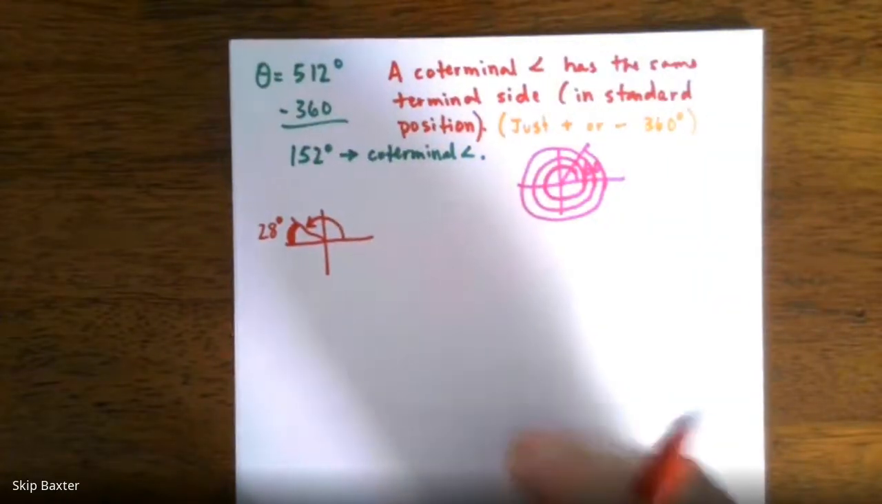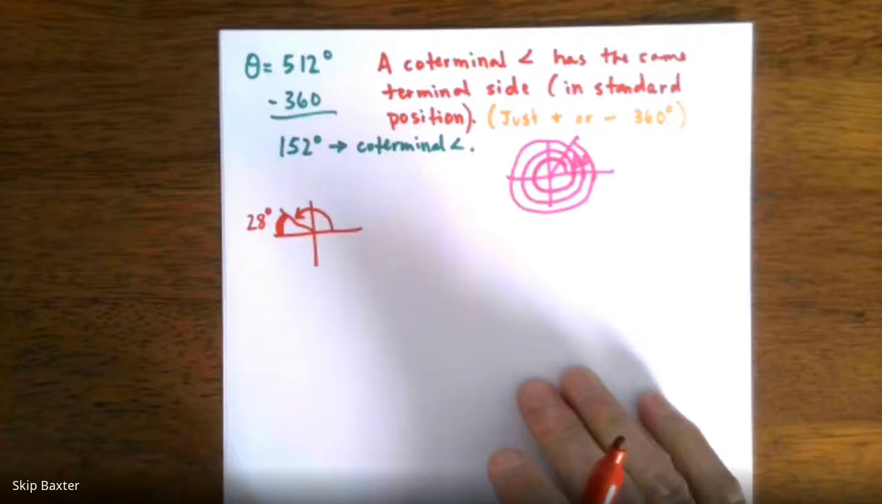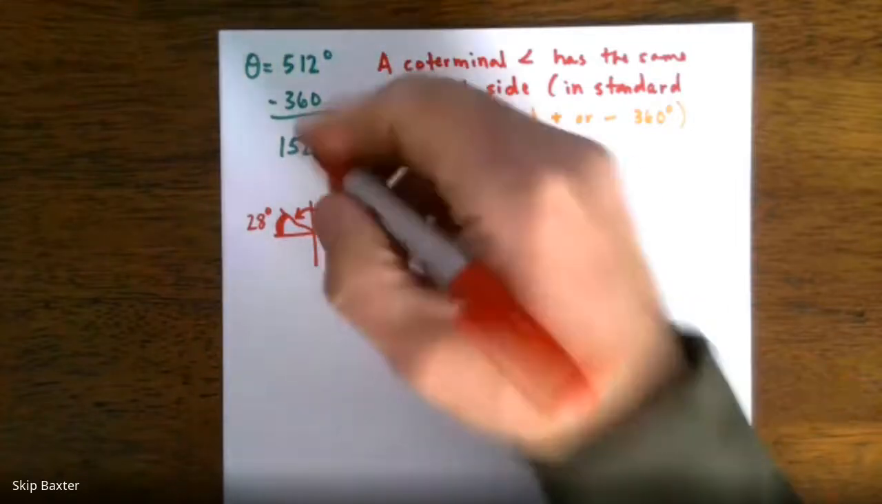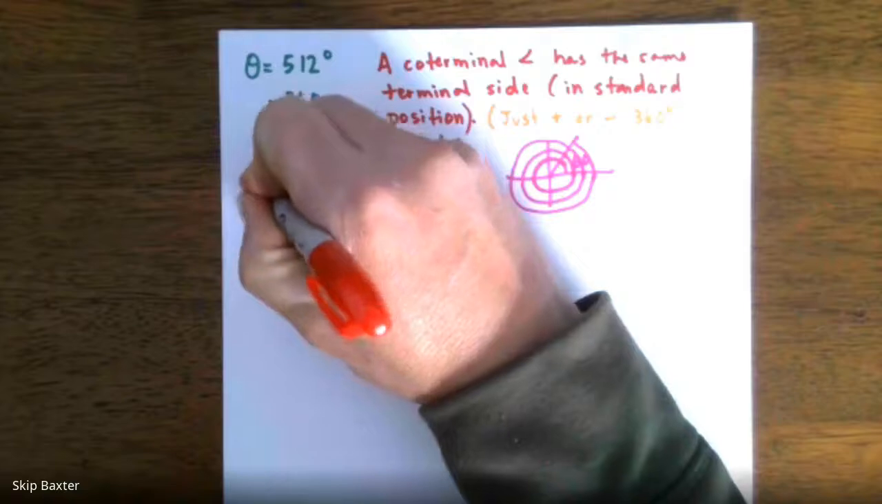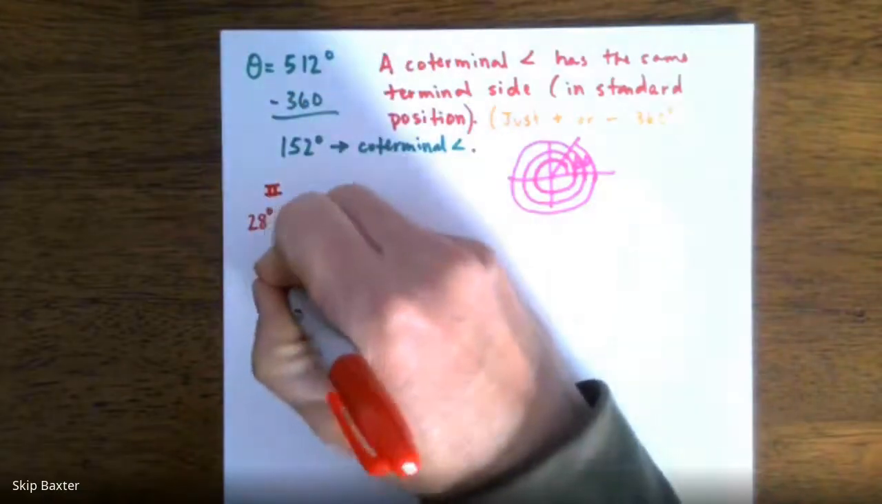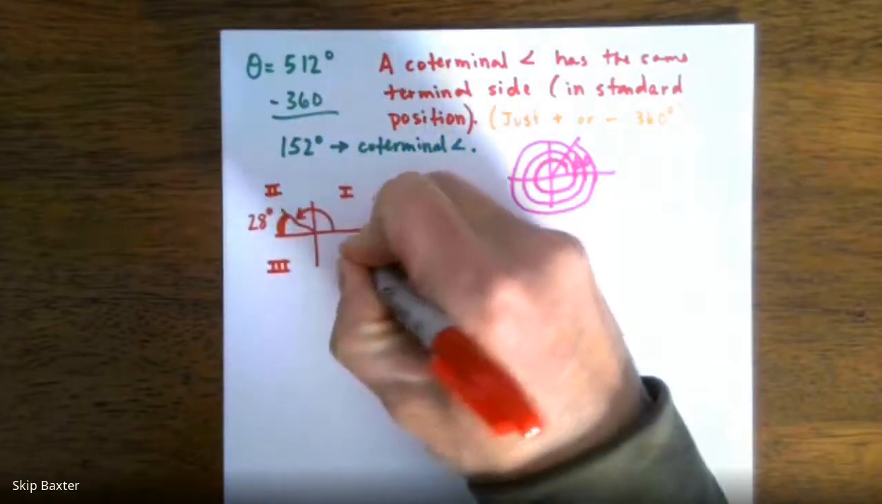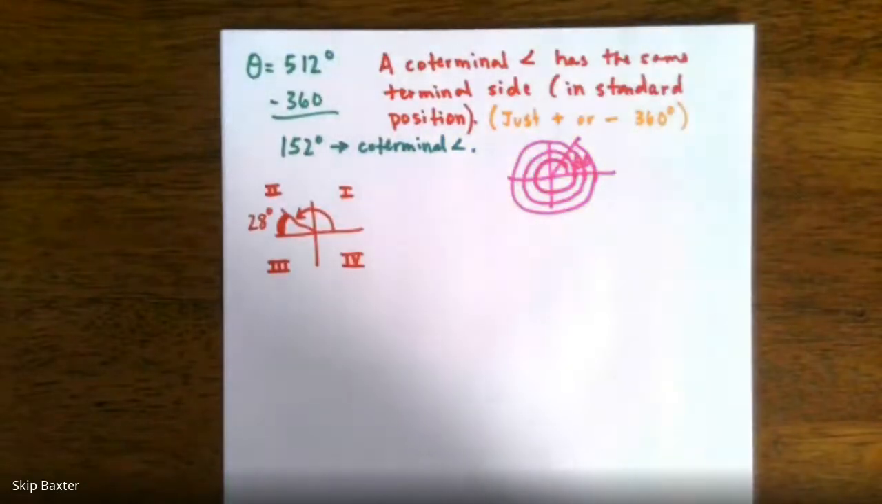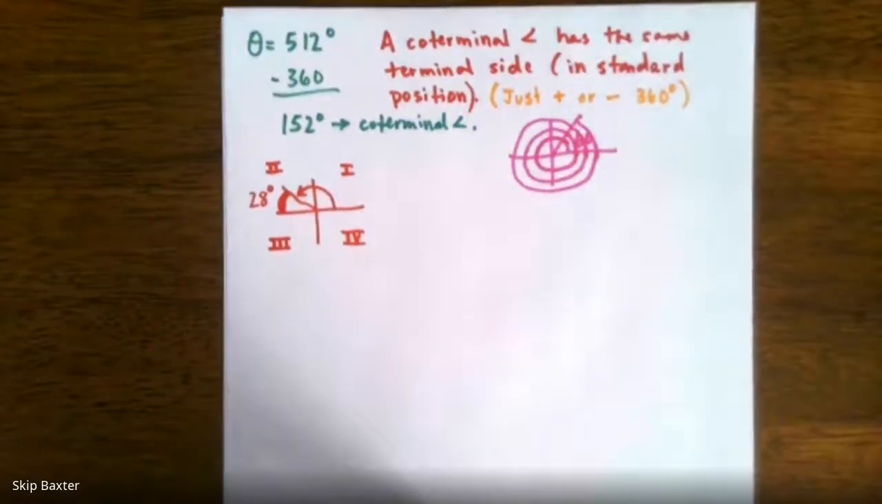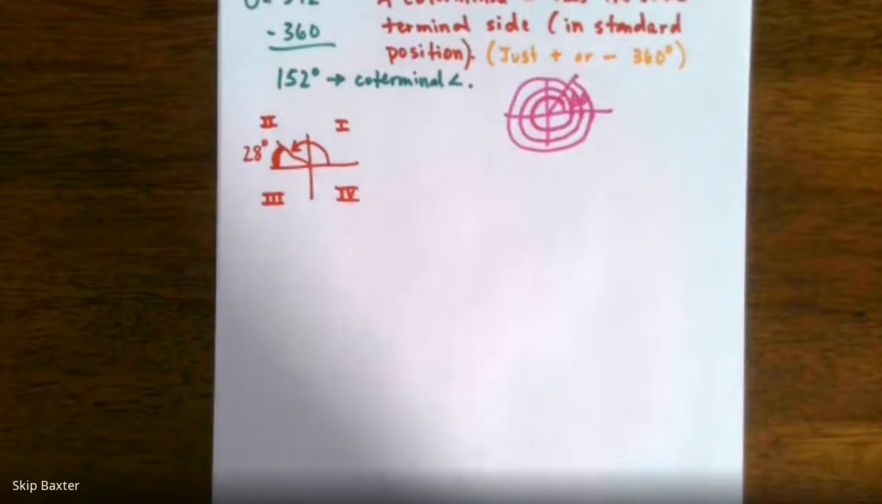And the final question they might ask you is, what quadrant does this angle lie in if you graph it? And so remember, the quadrants are numbered 1, 2, 3, and 4. So in this case, this would be a second quadrant angle. Okay? So those are the questions that you'll be expected to answer about these large angles.